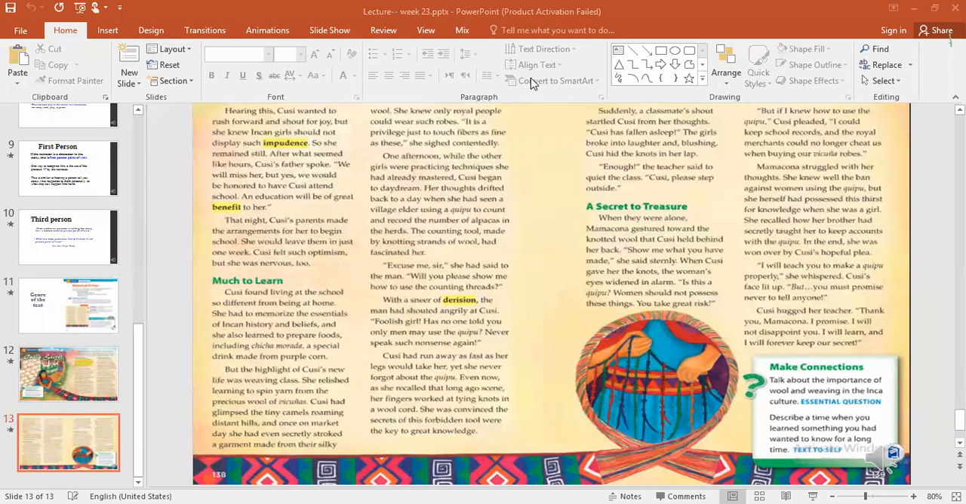Kusi hugged her teacher. Thank you, Mama Kona. I promise I will not disappoint you. I will learn and I will forever keep your secrets.